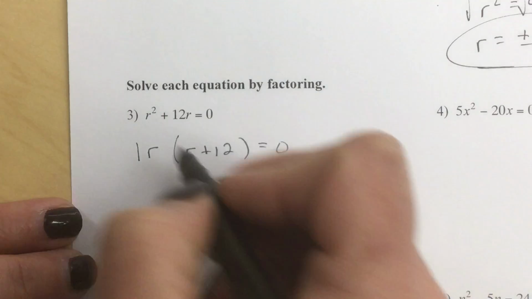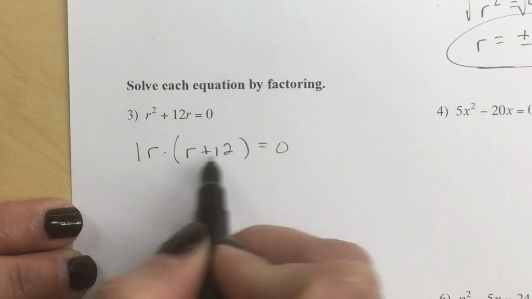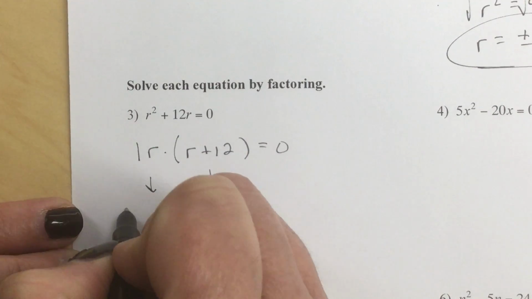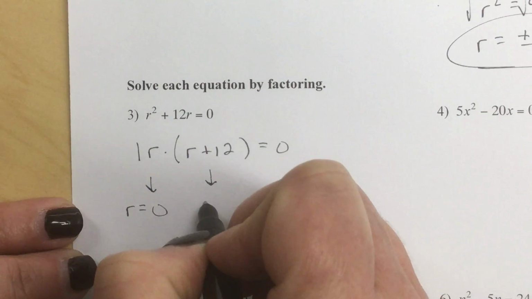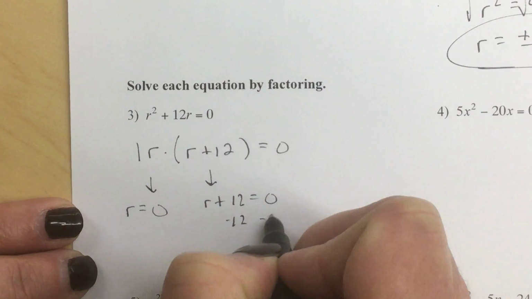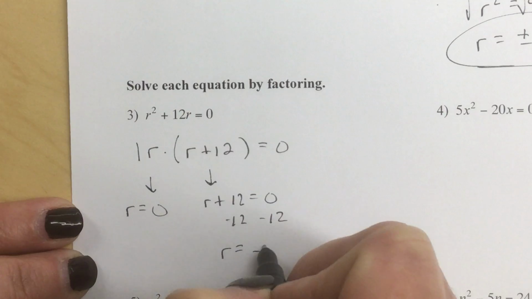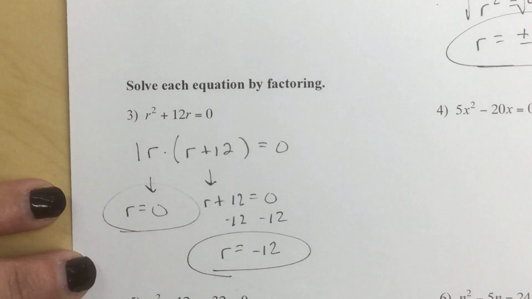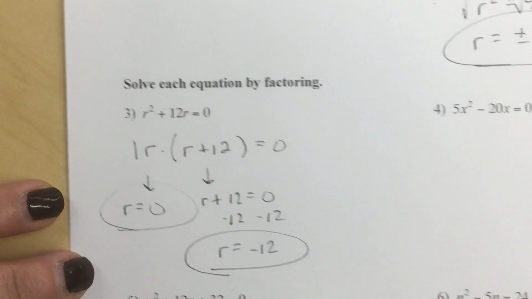Once you have something factored, because this means multiply, once it's factored, then you set each thing equal to 0. So r equals 0, and this would be r plus 12 equals 0. Subtract 12 from both sides, and you get r equals negative 12. So you have that answer and that answer. You should get 2 answers for these problems.